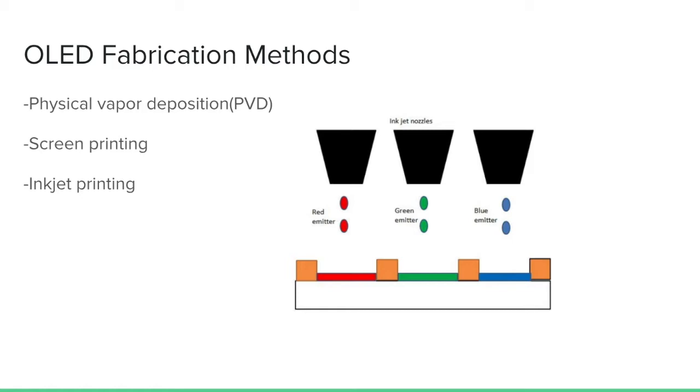The next technique is screen printing. So it has a lower cost and higher throughput through screen printing. They have great promise in the fabrication of OLED devices due to this.